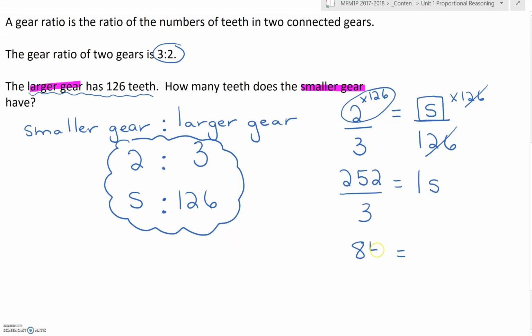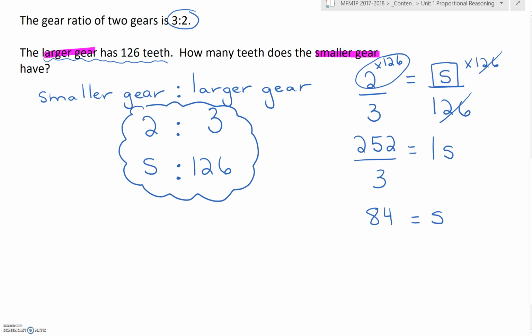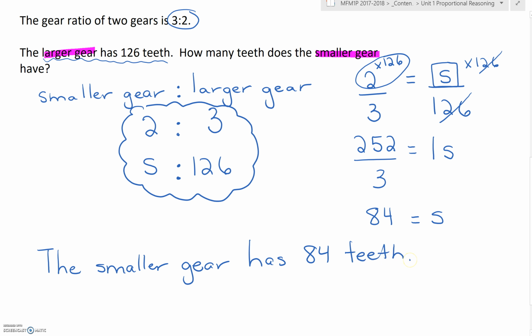So I put the 84 over here. And now in math, whenever you see a 1 in front of a letter, you don't need to write it. So this is just equal to S. So you have S equals 84, which means we can answer the question: how many teeth does the smaller gear have? The smaller gear has 84 teeth. That's my concluding sentence, and that's what we're looking for.